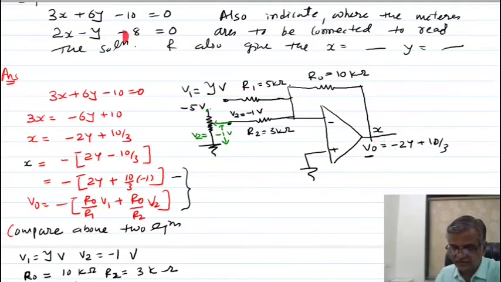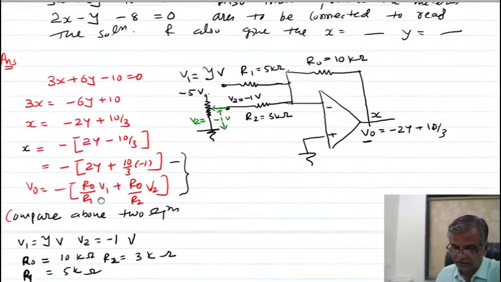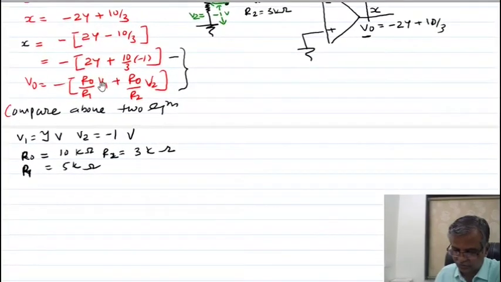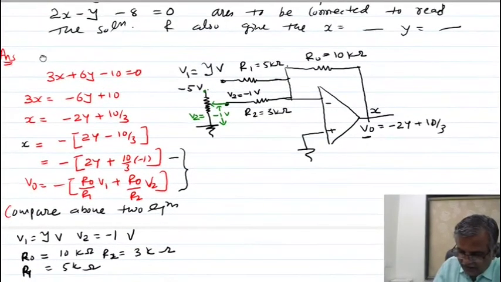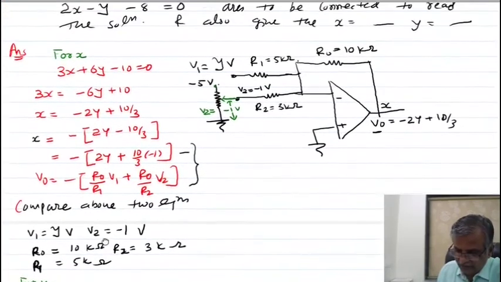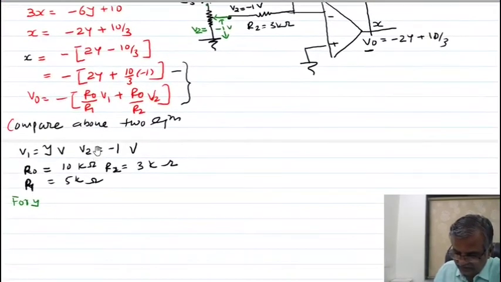Now let us do the same thing for y. So I am doing it for y. 2x minus y minus 8 is 0. So I am writing here the second circuit for y. This is for x. For y, 2x minus y minus 8 is 0.